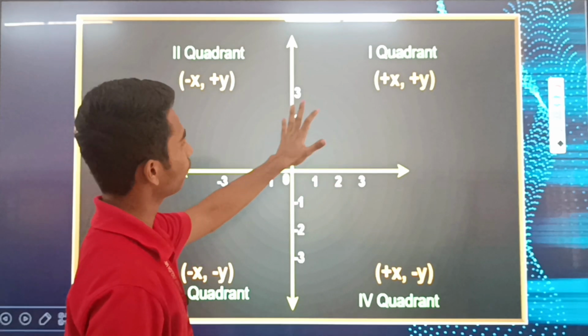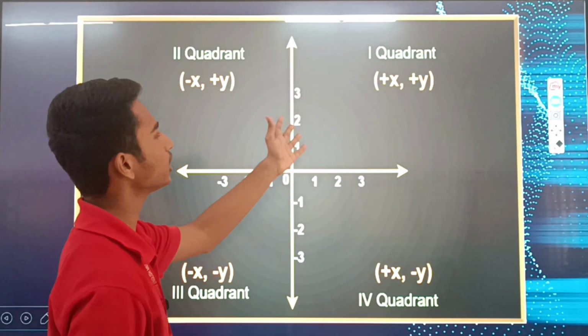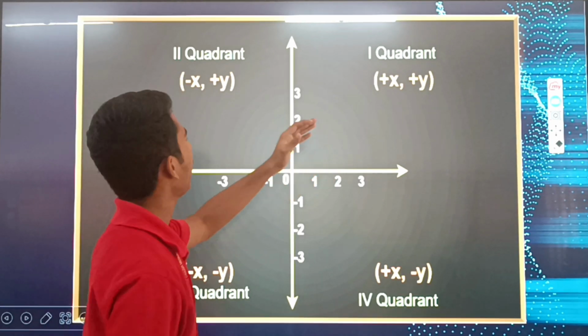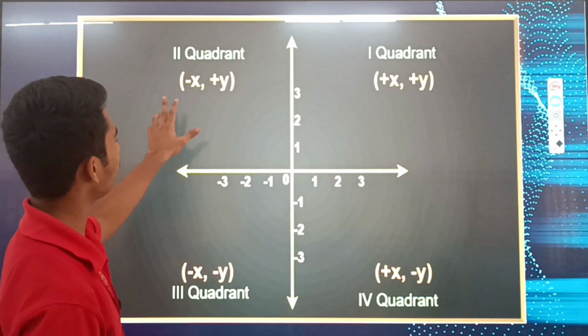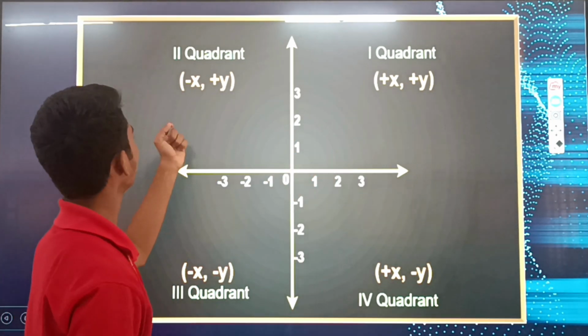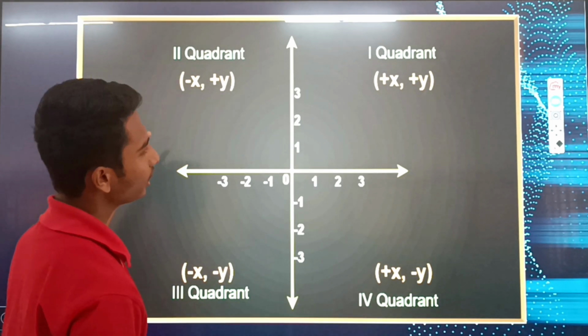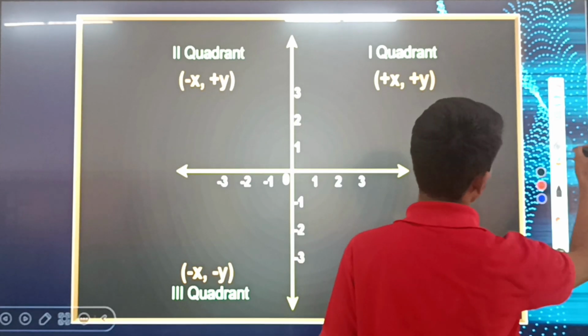Let us see here the first quadrant. In the first quadrant both the terms x and y are positive, and in the second quadrant the x coordinate is negative and the y coordinate is positive. Let us write this with the help of an example.